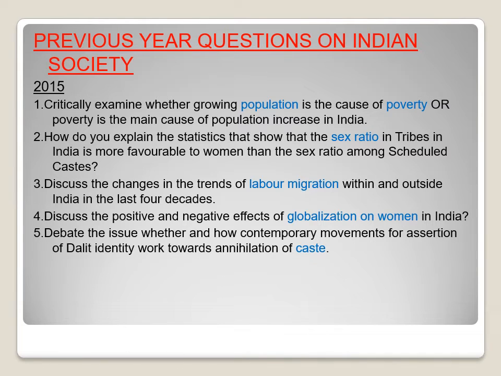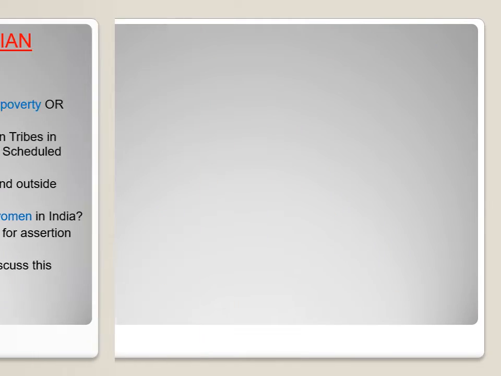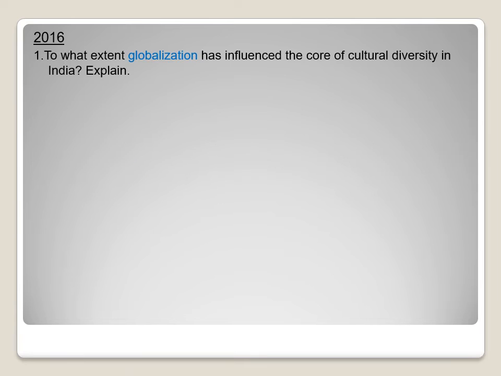Fifth one is all about the caste system and the efforts taken during present times to annihilate it. Sixth one is talking about rural urban integration. We know about Dr. Abdul Kalam's PURA project, that is providing urban amenities in rural areas. Likewise, smart villages are necessary for the sustenance of smart cities.